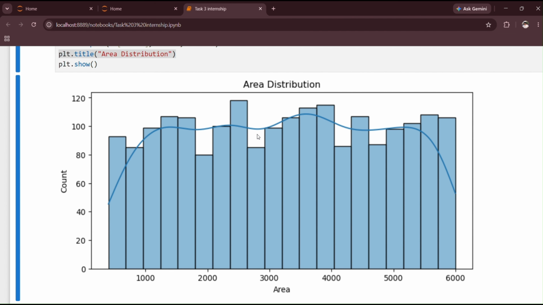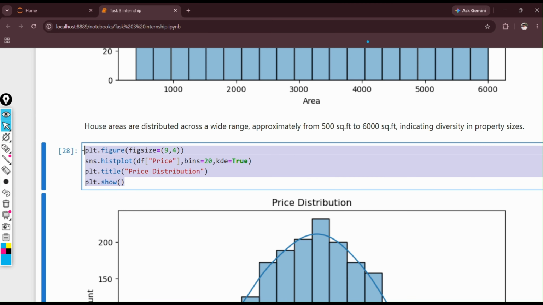Understanding this distribution is useful because it helps us detect unusual values, identify patterns, and decide whether further pre-processing or transformations are needed before building a machine learning model.